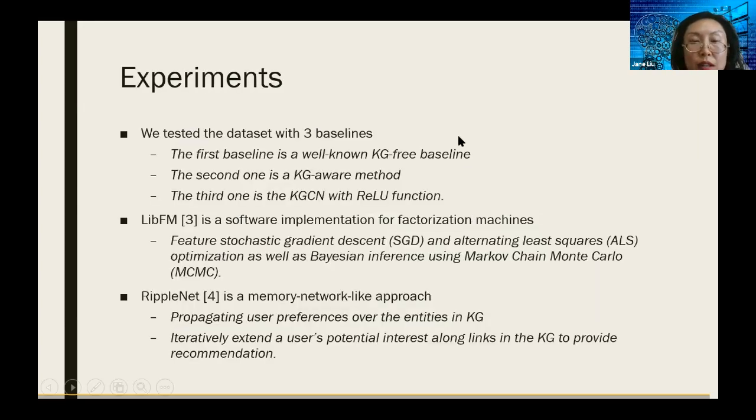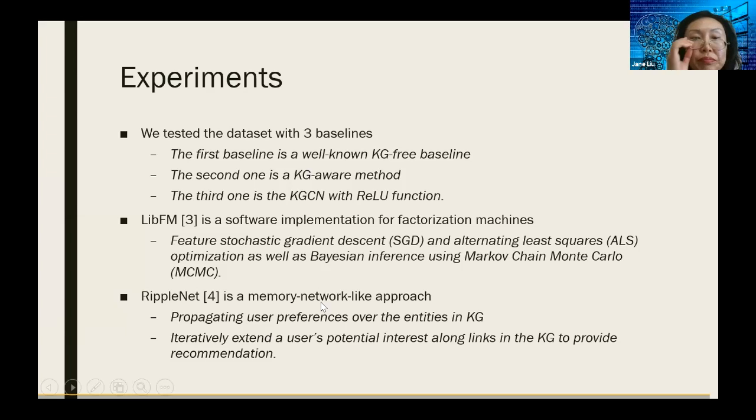We test our data set with three baselines. The first is the KG-free baseline, basically the traditional recommendation system, with no knowledge graph considered. The second is the KG-aware method, which takes the knowledge graph into consideration. The third is the knowledge graph convolutional neural network, KGCN, with ReLU and the various different types of nonlinear functions. We use LibFM, a software implementation of factorization machines, which is KG-free. And we also use RippleNet, which is KG-aware.